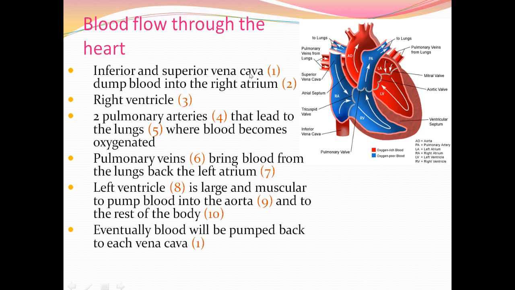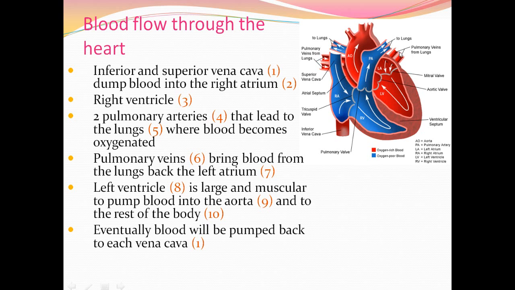Number 1: blood dumps from the superior vena cava and the inferior vena cava into the right atrium. It goes through the right AV valve and into the right ventricle. Then it goes out the semilunar valve and out the pulmonary trunk. The pulmonary trunk splits into two pulmonary arteries, and the blood goes to the lungs. At the lungs, we have gas exchange, so we drop off carbon dioxide and pick up oxygen.